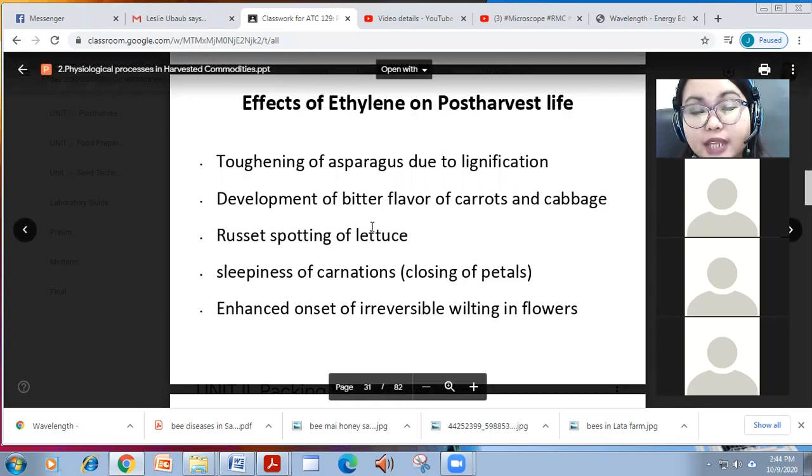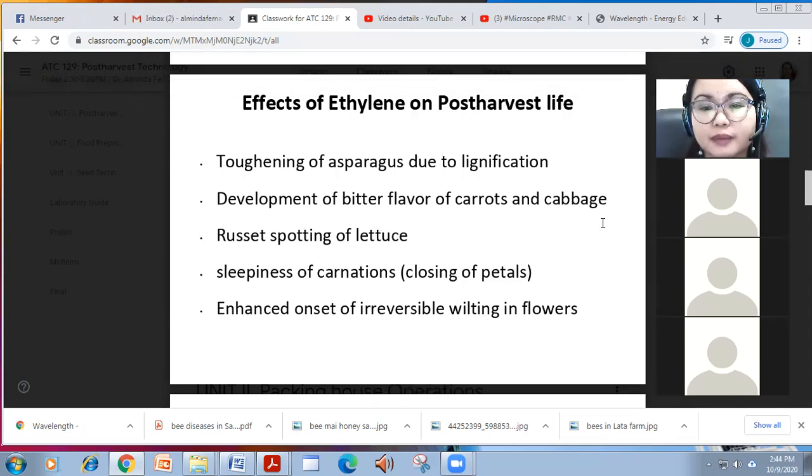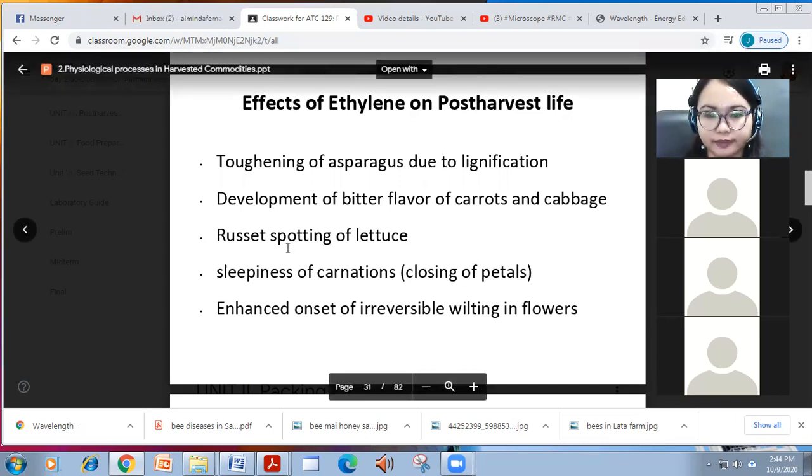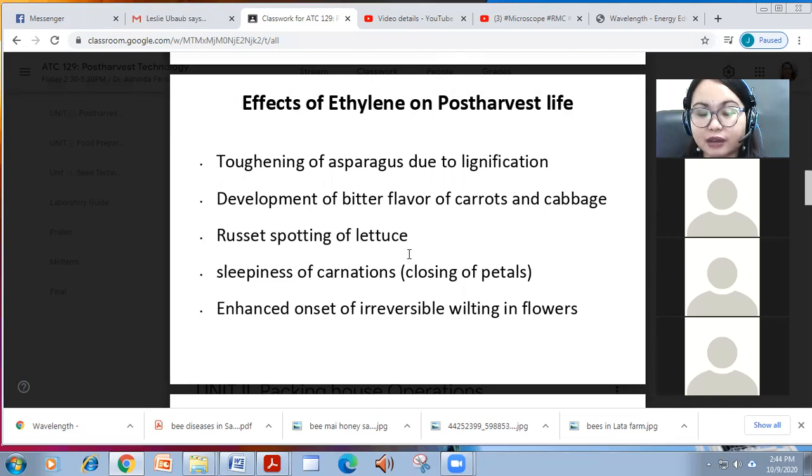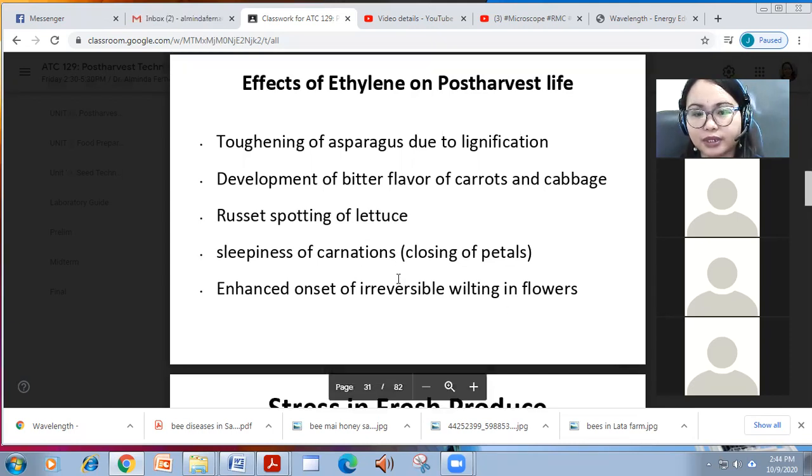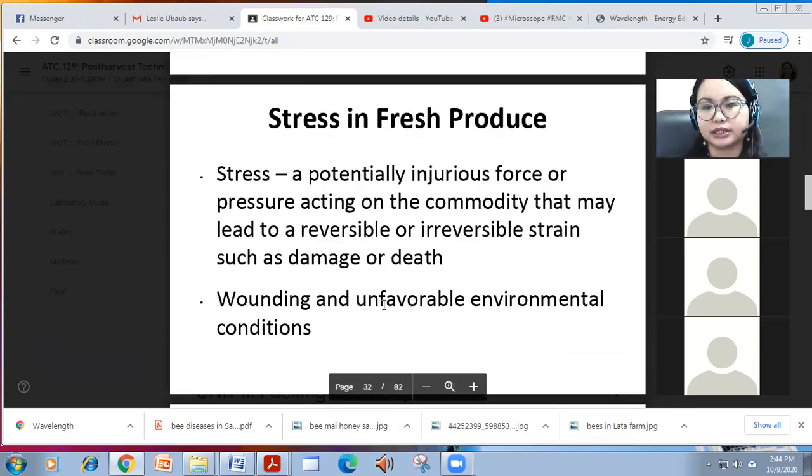And the development of bitter flavor for carrots and cabbage. That's why sometimes carrots or cabbage are bitter because of the ethylene exposure. And the rosette spotting of lettuce, yung mayroon siyang spots, no? Or sleepiness of carnation, yung nagko-close ang petal ng carnation. And enhanced onset of irreversible wilting in flowers. Yung malaya na gid ang flowers.